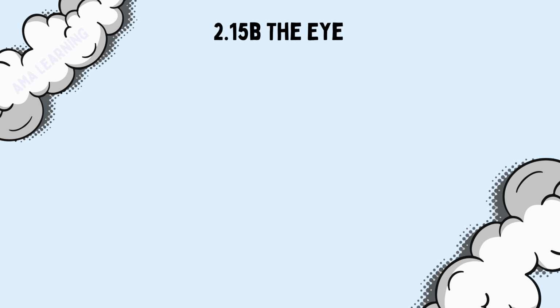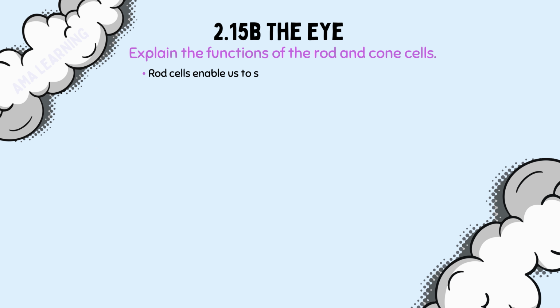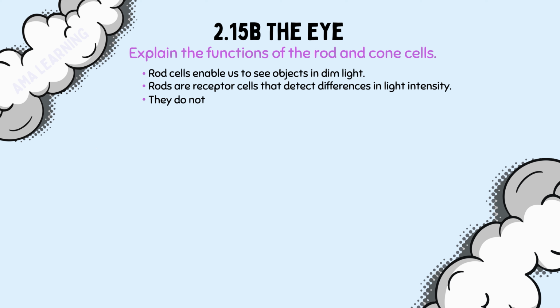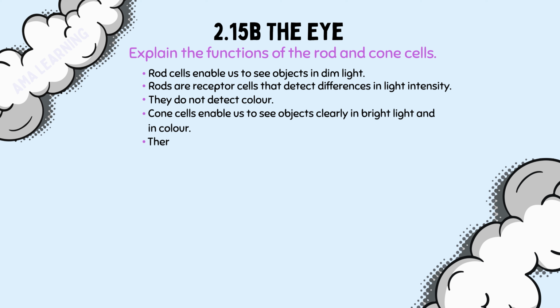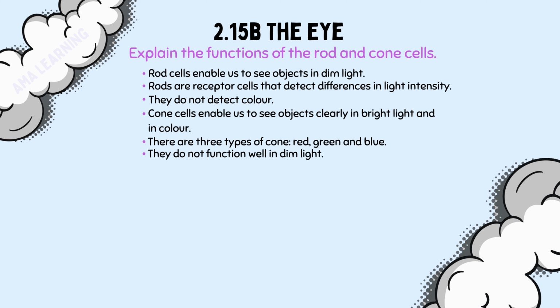Time to check your understanding and apply what we have learnt to this exam-style question. The question is asking us to explain the functions of the rod and cone cells. We have learnt that rod cells enable us to see objects in dim light. Rods are receptor cells that detect differences in light intensity, and they do not detect color. Cone cells enable us to see objects clearly in bright light and in color. There are 3 types of cone cells: red, green, and blue, and they do not function well in dim light.